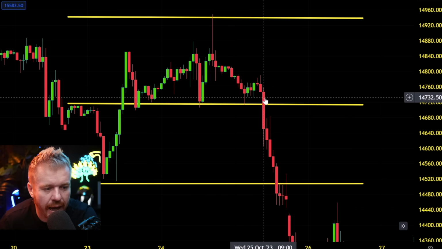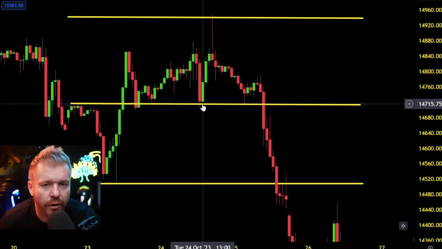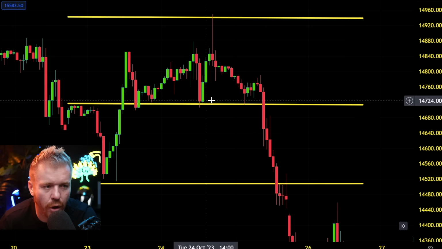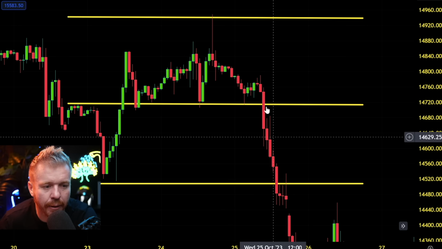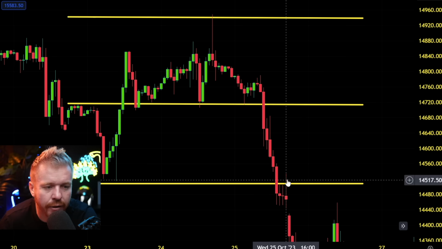So 8 o'clock, 9 o'clock, we start to break to the downside. We break through what? The previous day low. We knew that if we break through that low, well, then it's going to be a bearish day. And look at how bearish this whole entire day was.